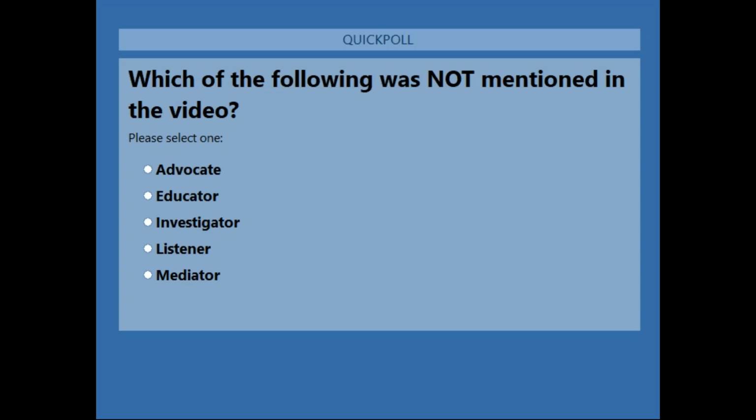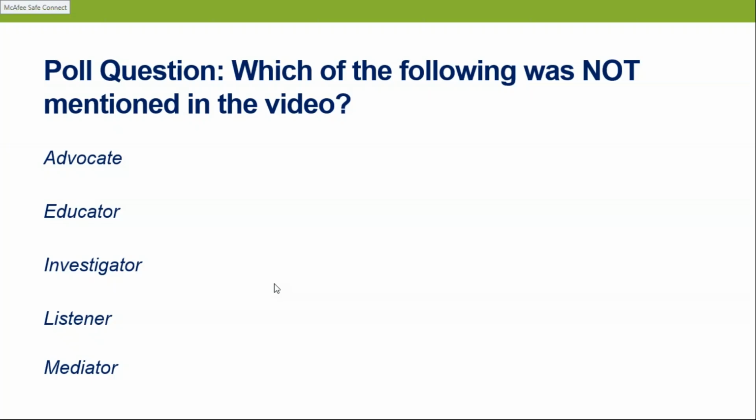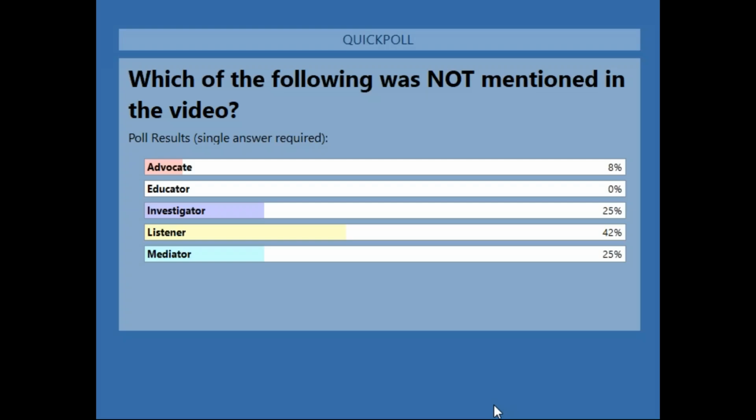And Katie, when we get to 75, 80% vote, could you close the poll? Sure, we're about 52% right now. Okay, everybody. I'm going to mute myself for just a second. Okay, Katie, let's go ahead and close. And we'll see the results.